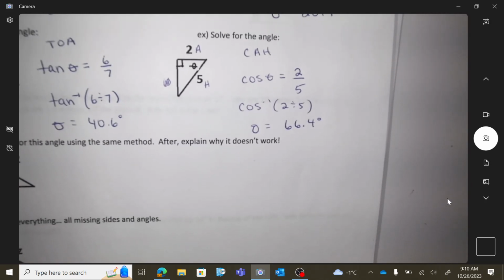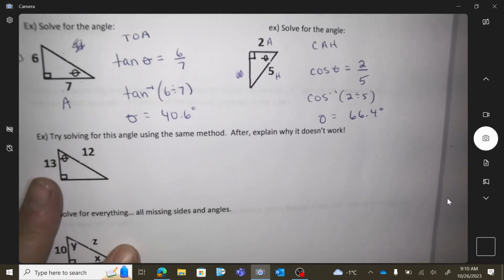66.4 degrees as an answer. Match. Got a head shake. Another one, okay. All right, the next question.